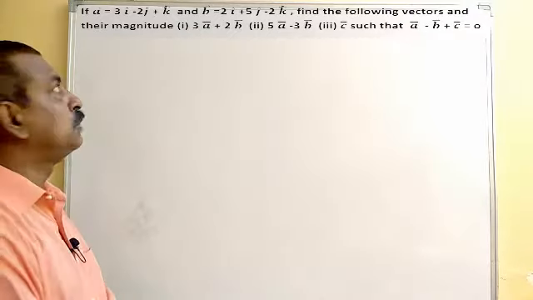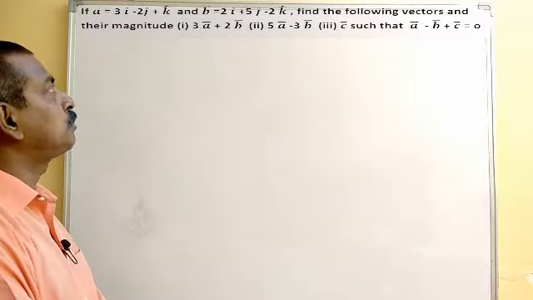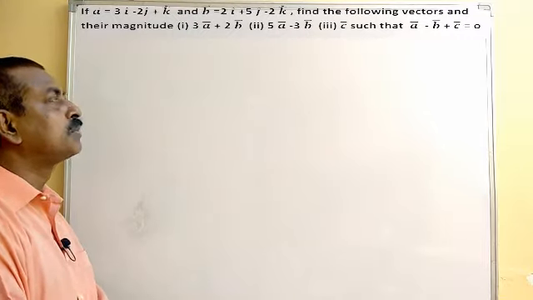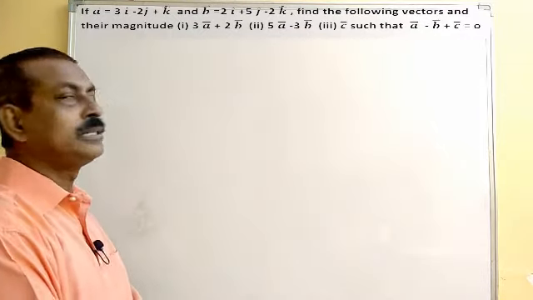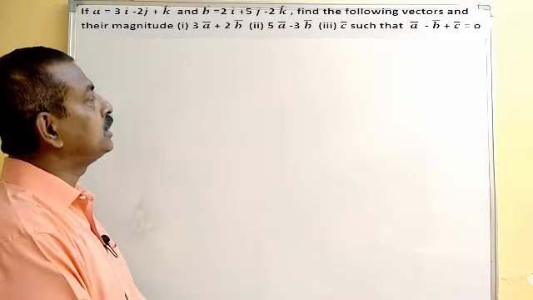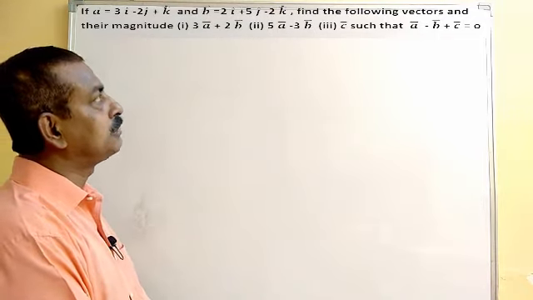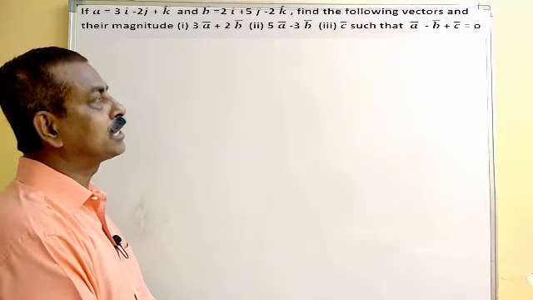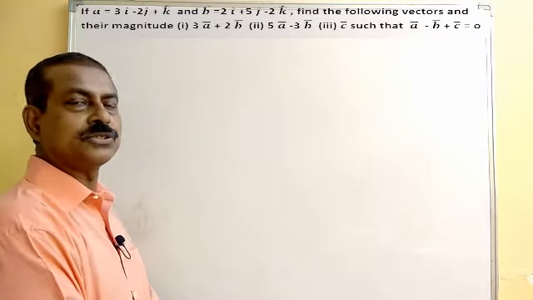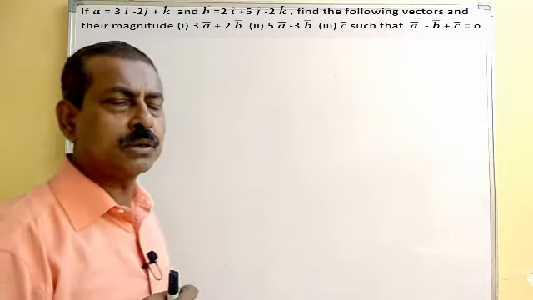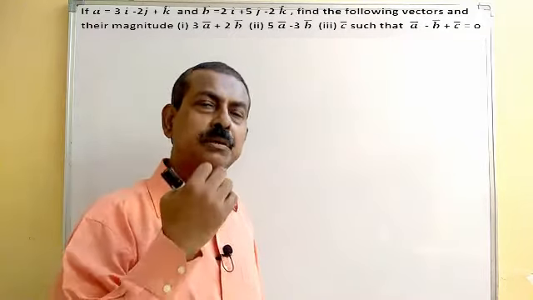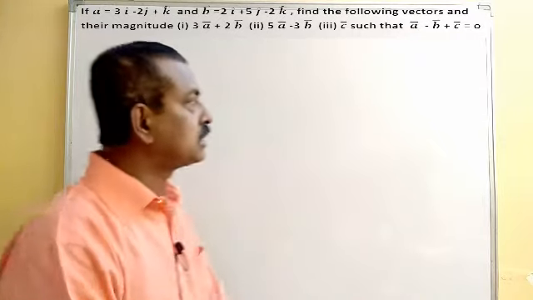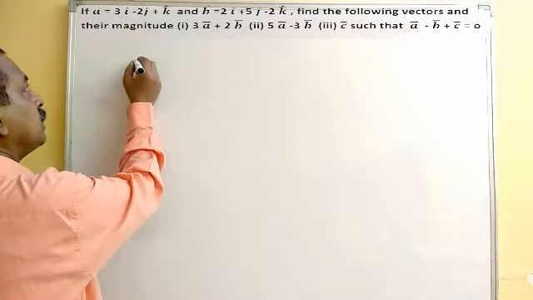Next question. If vector A is 3i minus 2j plus k, vector B is 2i plus 5j minus 2k, find the following vectors and their magnitude. They are 3A vector plus 2B vector, 5A vector minus 3B vector, and vector C such that vector A minus vector B plus vector C is 0. This is a very simple question there. You have to simply find what is the sum of the vector, what is the difference of the vector. So just let's take here the first part.